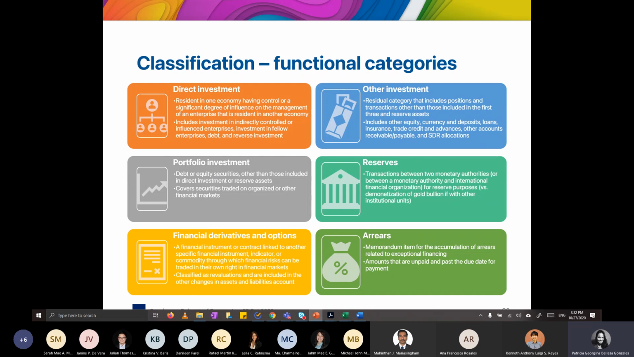There may not be ownership of these certain portfolio investment financial assets that gives you control or influence over the management of a certain enterprise, but rather it's more of a financial asset in that its significance is more of a store of wealth or an exchange of value. So it covers securities traded on organized or other financial markets.